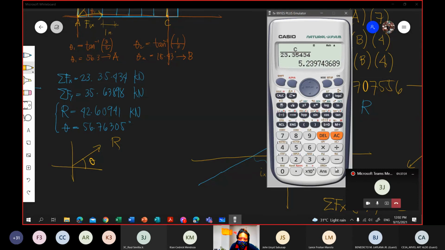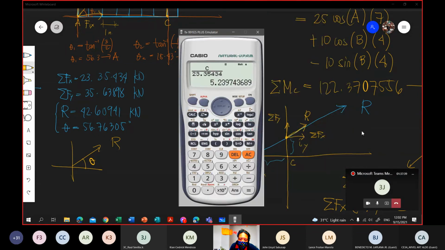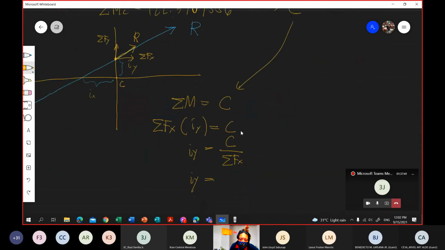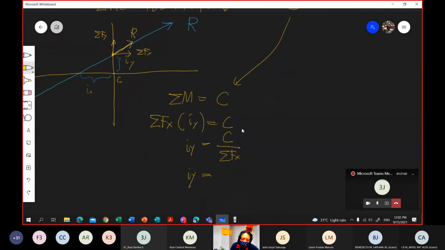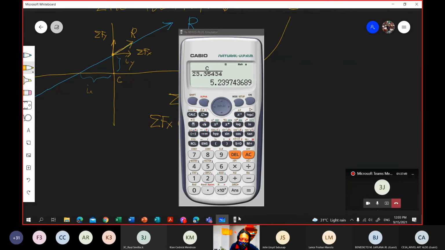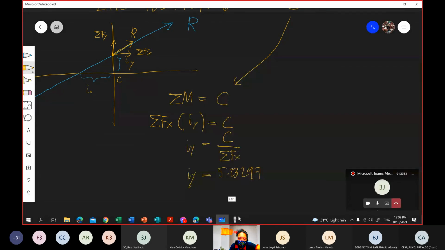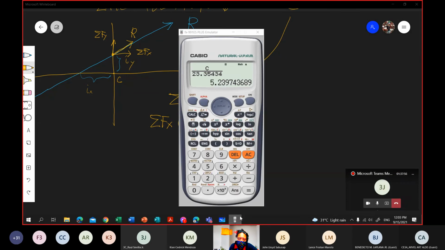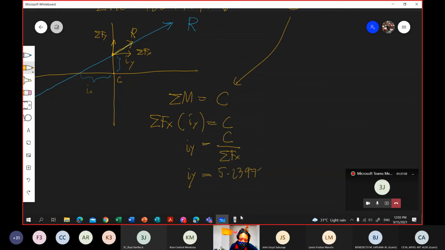23.35434 watts. So the answer is 5.2397. 5.2397. 5.3297. 323. 23.974. This is in meters.